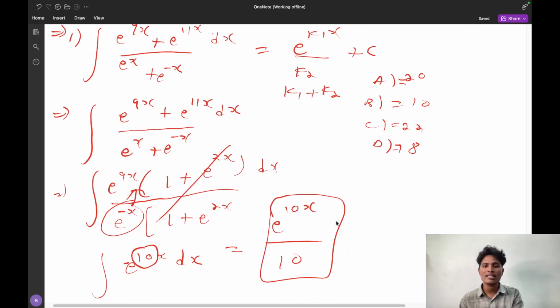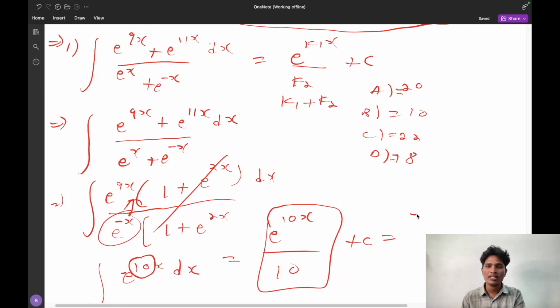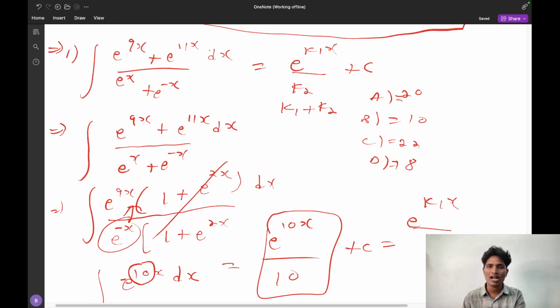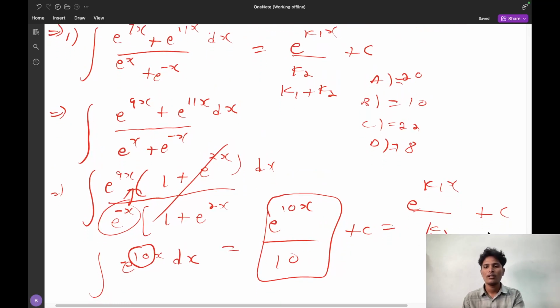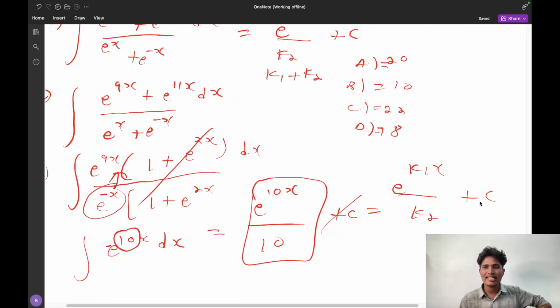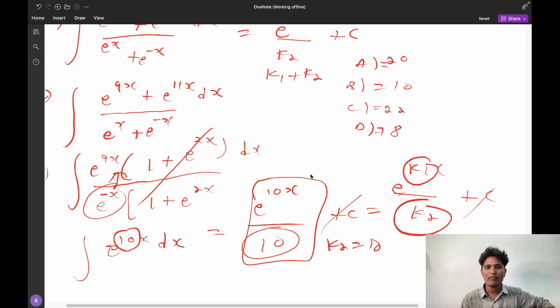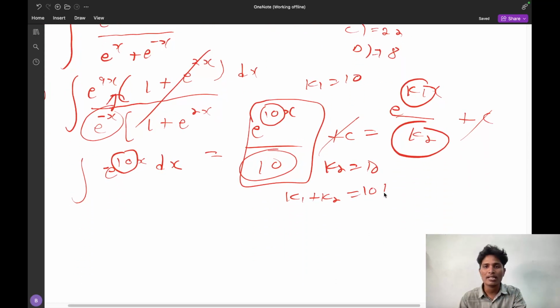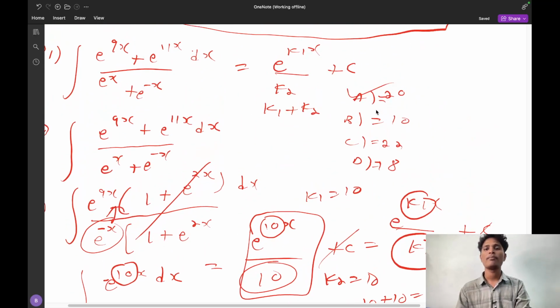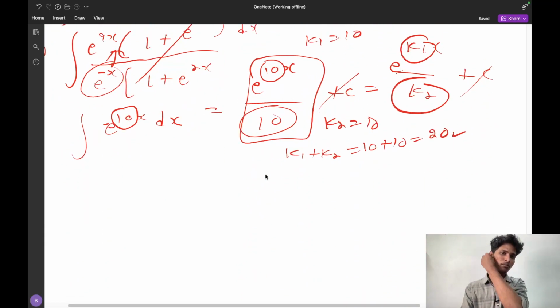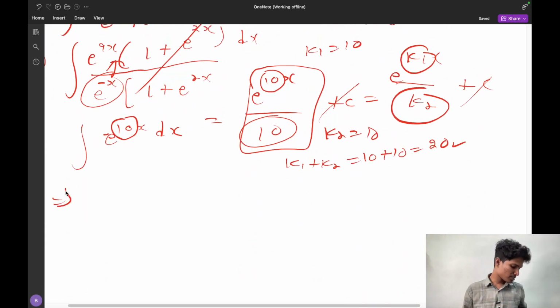Now we have to compare this answer with the given form, e^(k1 x) divided by k2 plus c. The c gets cancelled, so k2 is 10, and k1 is also 10. So what is the addition of k1 plus k2? It is simply 10 plus 10, so it will be 20, and 20 is present in the options. So the answer is 20. The first question is completed.